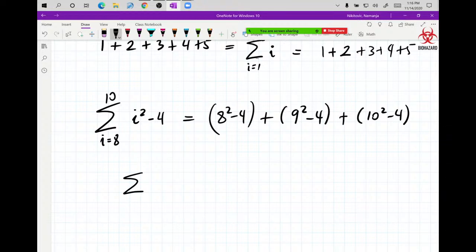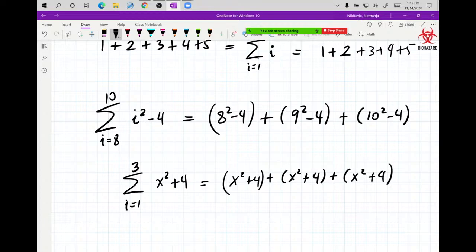I can have i start at 1, goes to 3, of x squared plus 4. Well, there's no i over here. So it's just x squared plus 4 plus x squared plus 4 plus x squared plus 4. Sorry, let's do minus. I wanted minus, because I wanted it to look the same as the problem above. So do you see how, because I matched, I had 8, 9, 10. But now i and x do not match. I don't get to plug in i equals 1 into x. No. It's x squared, x squared, x squared.